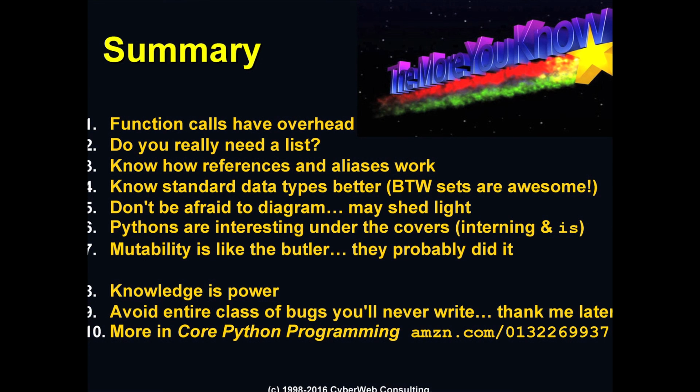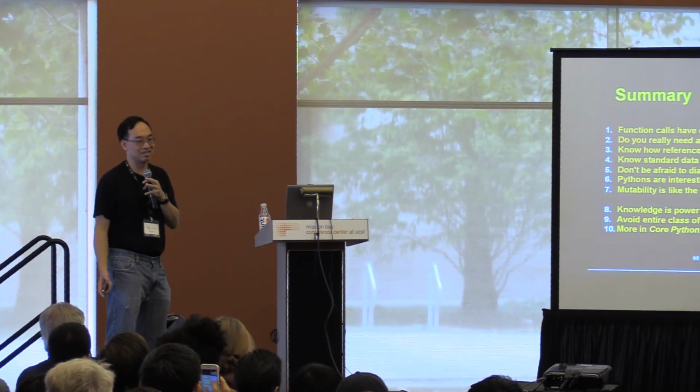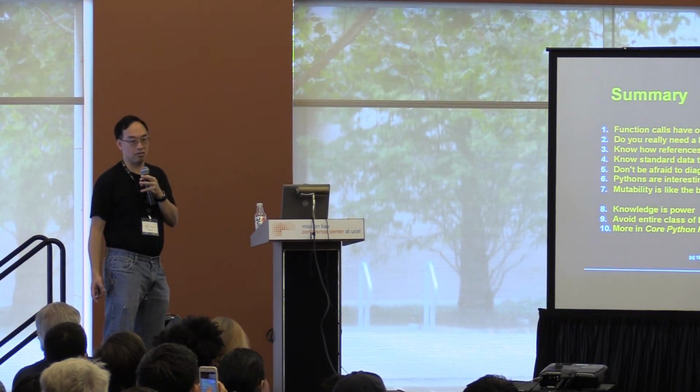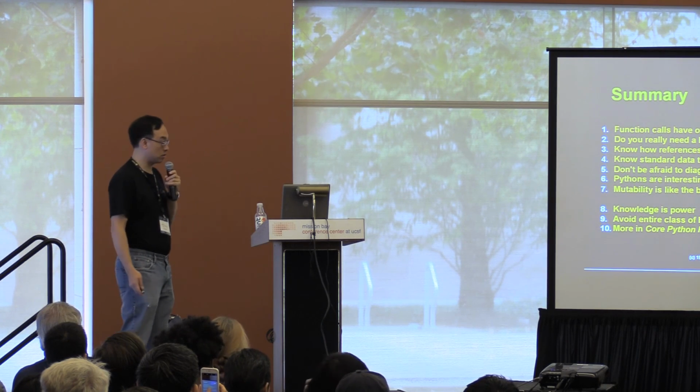So to review, function calls have overhead. Try to minimize that. Do you really need a list? Just think about that. That's a simple question to ask, right? Know how references and aliases work. All right, know the standard types better. Okay, and by the way, sets are awesome. So I didn't talk about sets that much, but they're awesome. If all you need to do is deduping, use a set, right? Frozen sets are really fast too, because they're immutable.